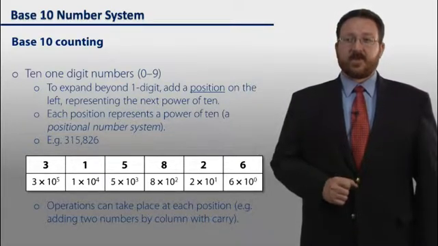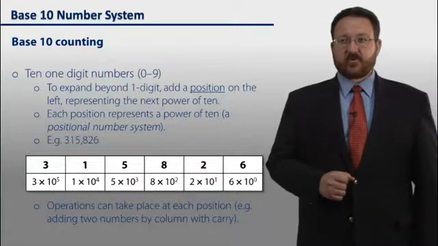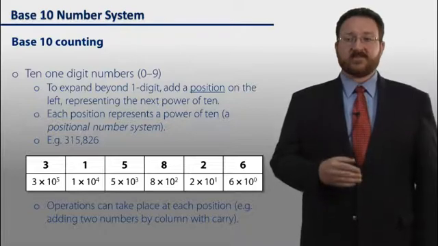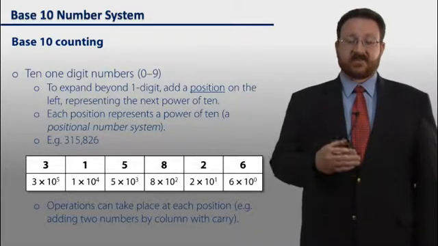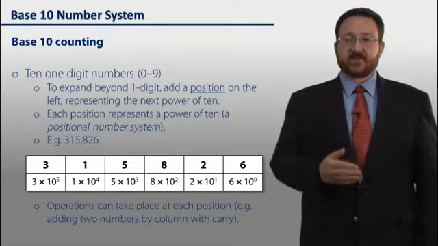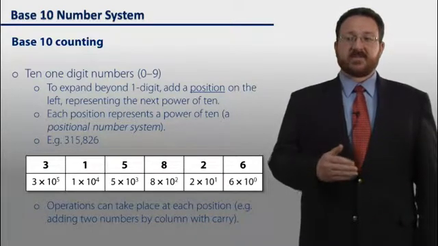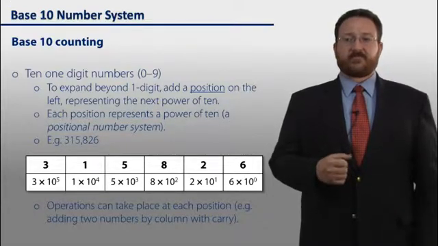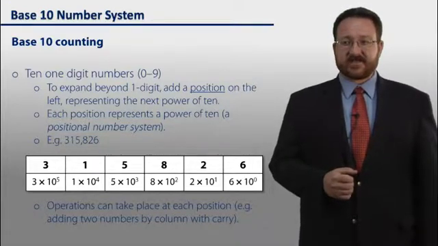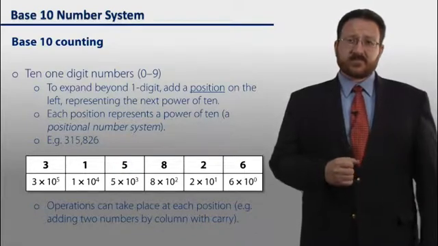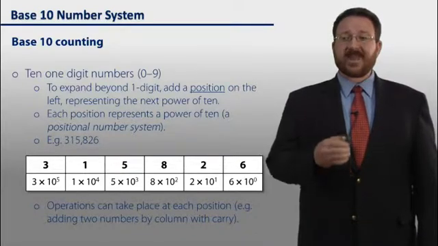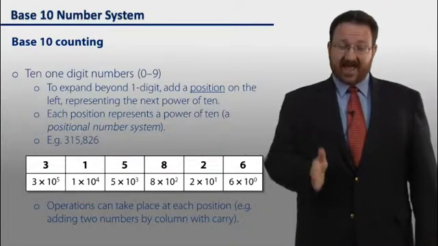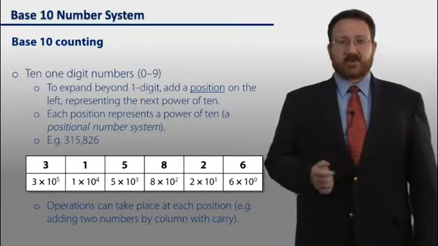So for example, 315,826 is represented by 3 times 10 to the 5th power plus 1 times 10 to the 4th power plus 5 times 10 to the 3rd power plus 8 times 10 squared plus 2 times 10 plus 6 times 10 to the 0, which is 1. When we add all those up, we get 315,826. And the positional number system is very convenient for us because we can work at each position in a column-wise fashion. So we can add the columns or subtract the columns with borrows and carries.